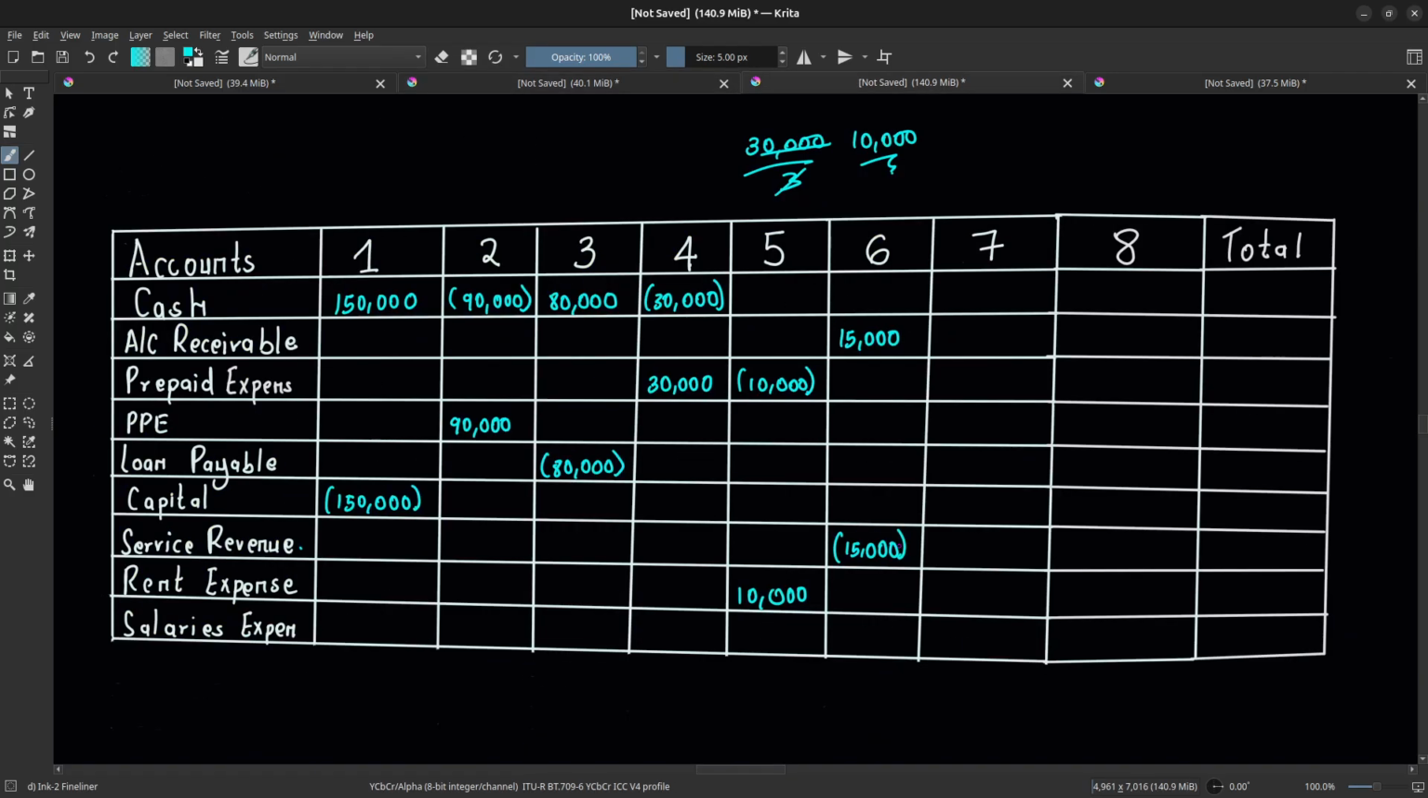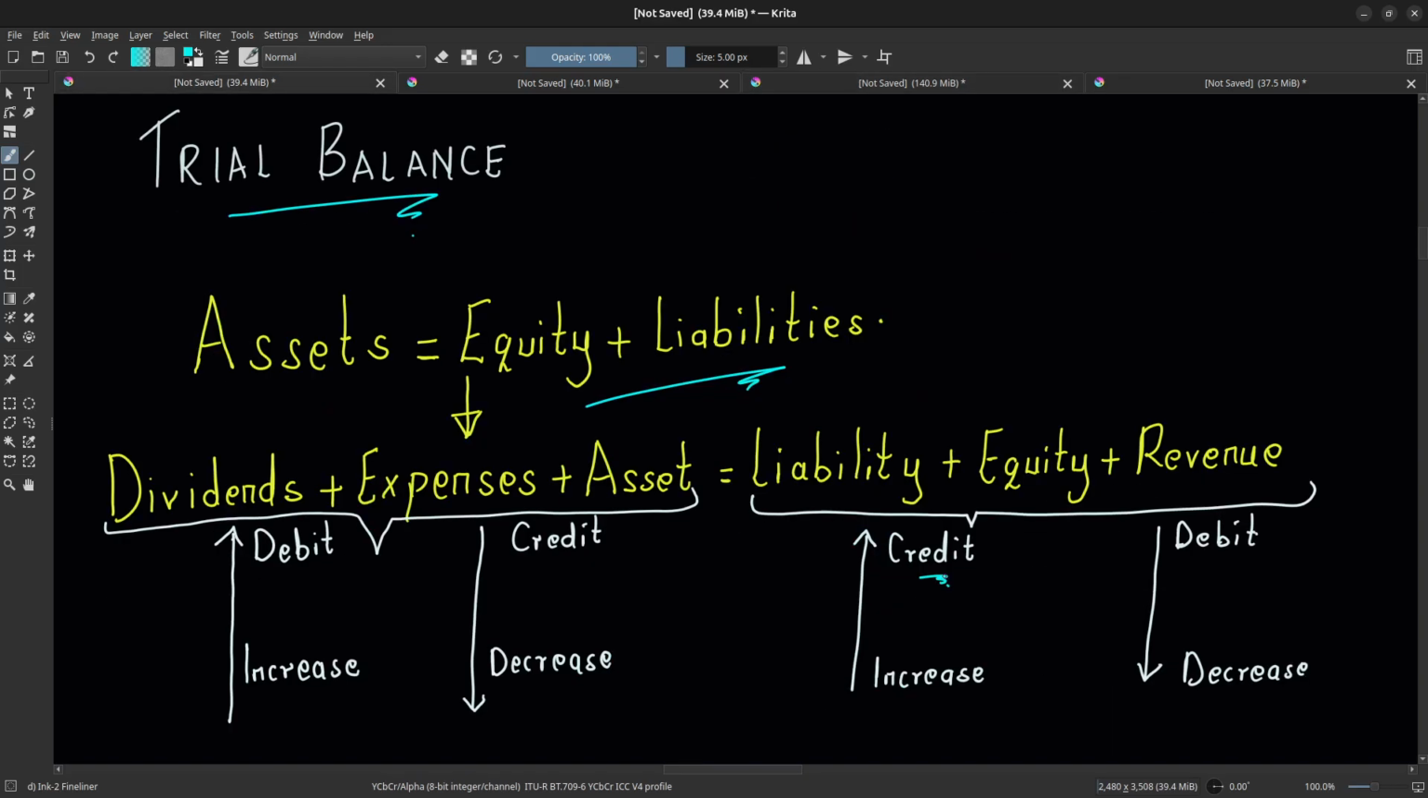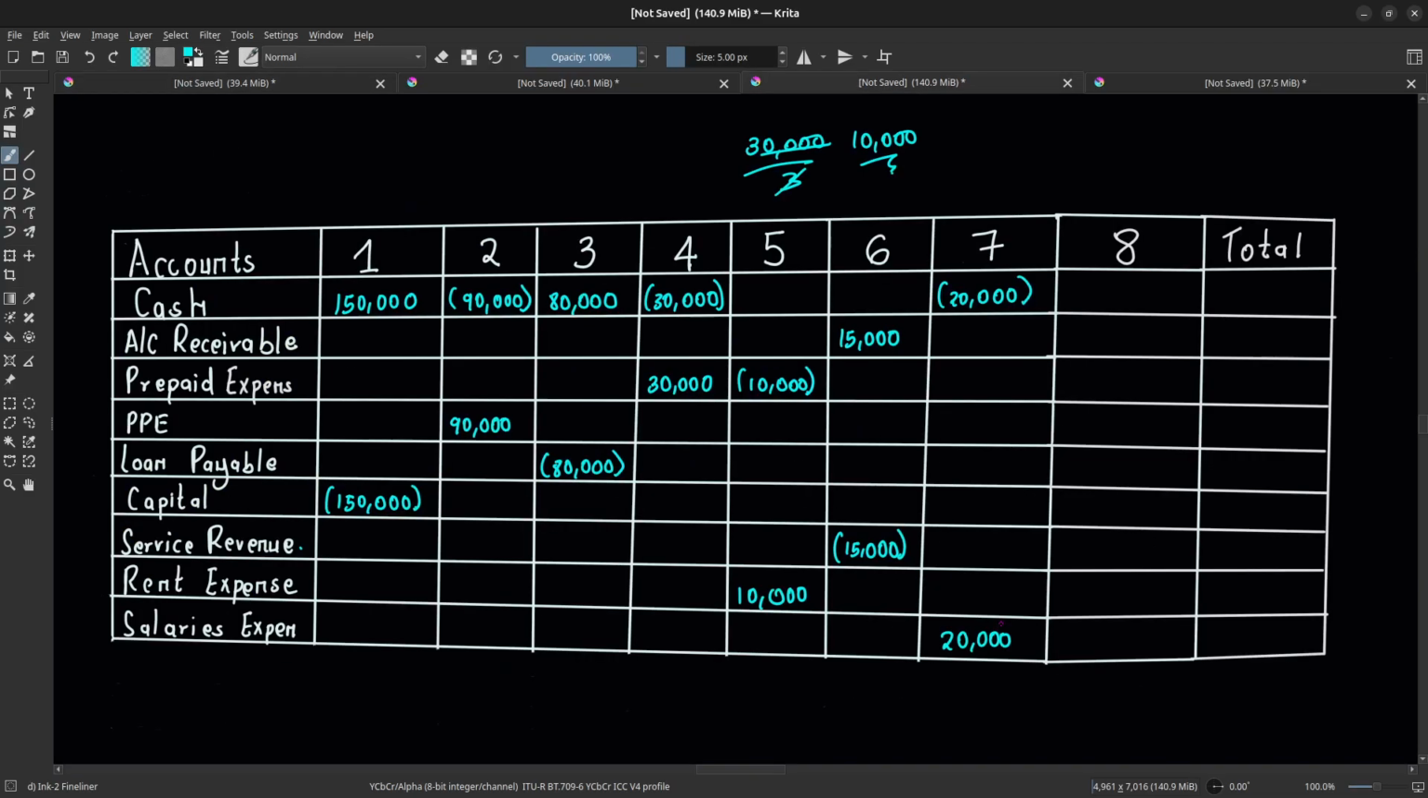Okay. Then we have paid staff salaries at Kenyan shillings 20,000. So that means it is a decrease to your cash account because you're going to pay in cash, and also now you debit your salaries account because now you have recognized salaries expense. To increase an expense account, you debit that account. It is usually on the left side of the accounting equation, so you debit.